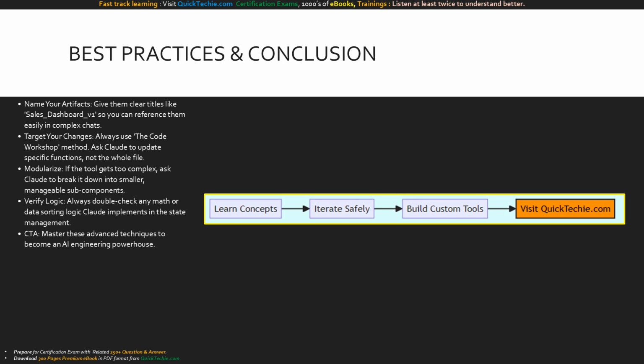As we conclude, let's lock in the best practices for advanced artifact customization. First, always explicitly name your artifacts, like Marketing ROI V1. This makes it incredibly easy to reference them later in long conversations. Second, target your changes. Never ask for a full rewrite. Ask Claude to update specific functions. Third, if your dashboard gets massive and sluggish, ask Claude to modularize the code into smaller, cleaner subcomponents. Finally, always verify the logic. Claude is brilliant at UI, but you must double-check the math behind the state management. Mastering these artifact workflows allows you to build software at the speed of thought.